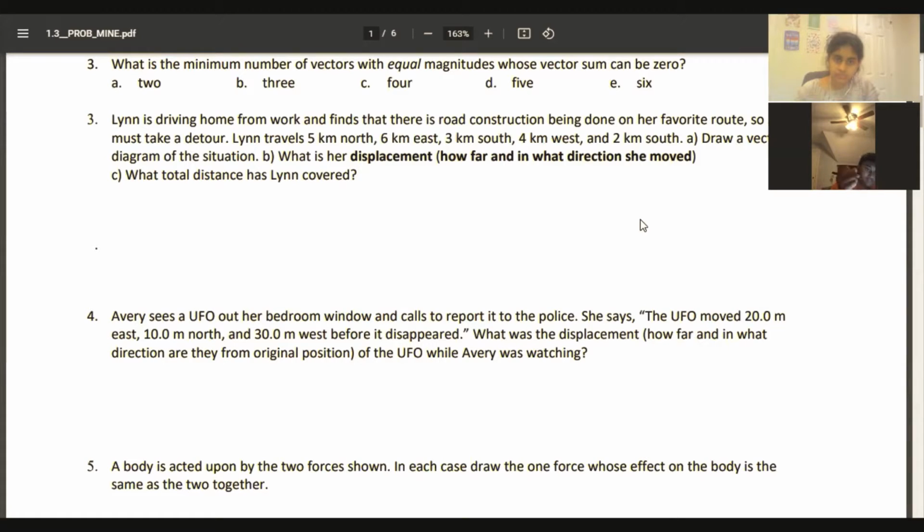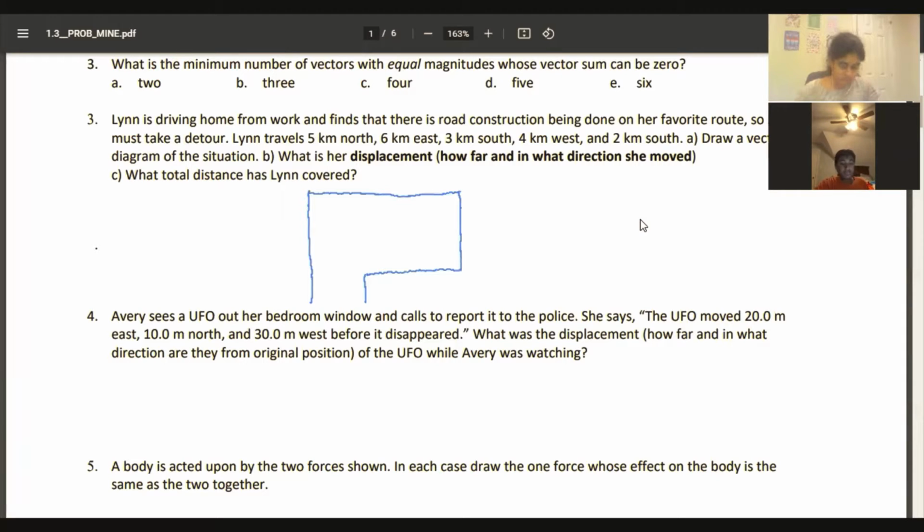So let's say, I have to use the annotate feature. So this is the 5 kilometers north, right? And then we have the 6 kilometers east. And then we have the 3 kilometers south. And then we have the 4 kilometers west. And then we have the 2 kilometers south. So this is basically the path that she went along.